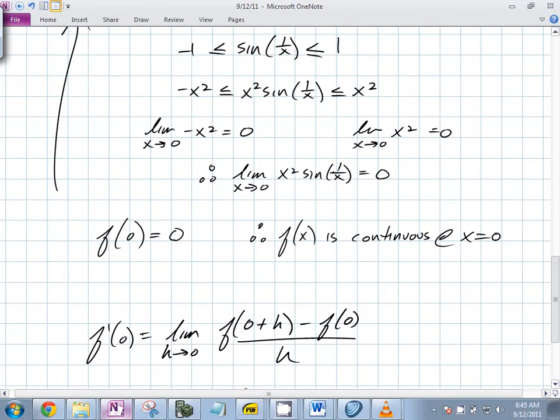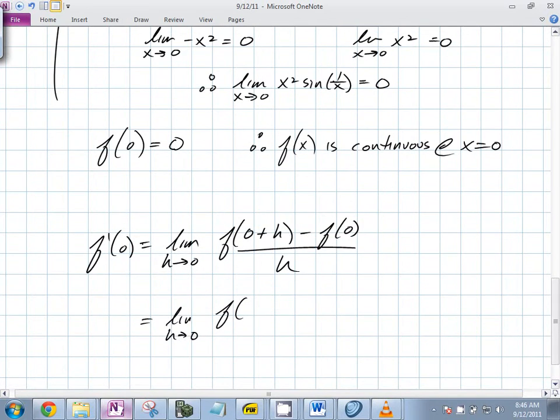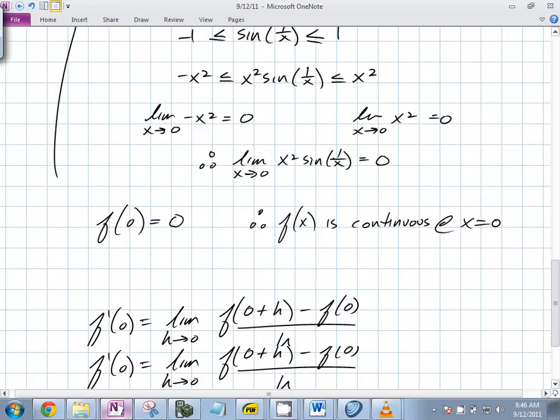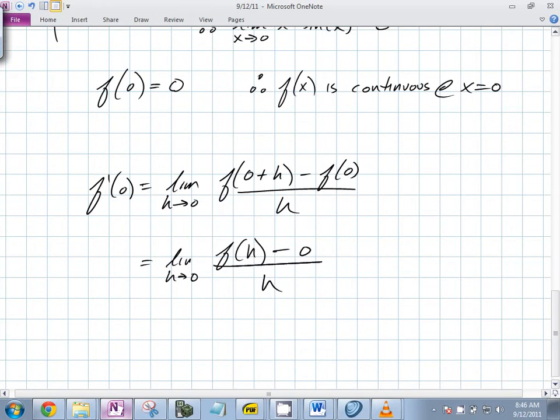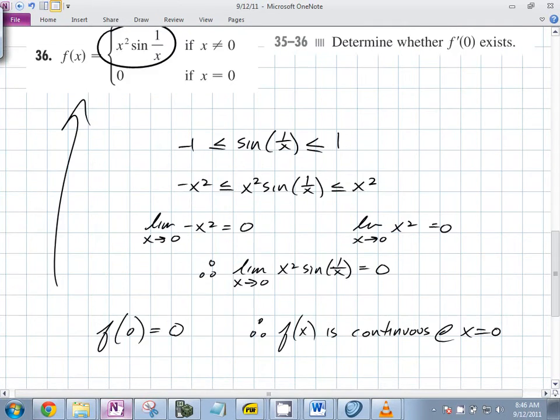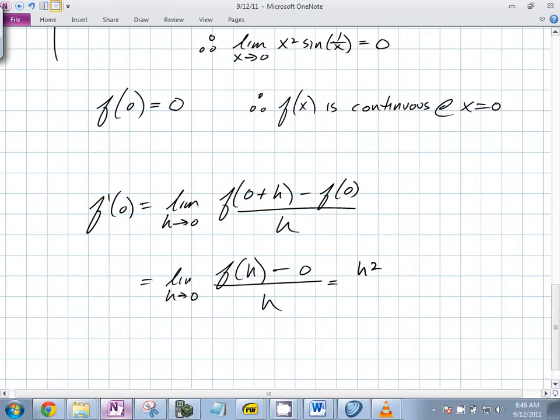Oh, sorry, this is f of h. I'm sorry, I just made a typo. This is f of h. What's f of 0? It tells us in the function. What is f of 0? 0, all over h. And what is f of h going to be? h squared sine of 1 over h.